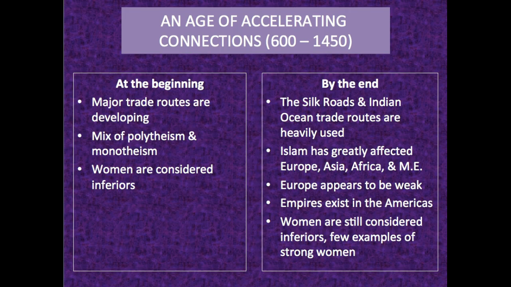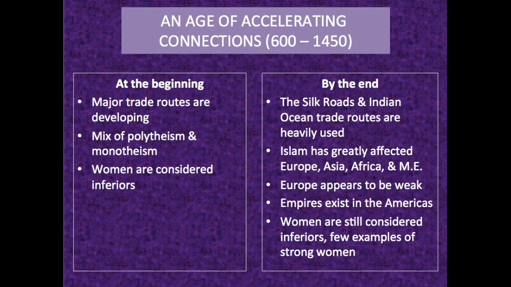So let's do a little review of Unit 3. This is the age of accelerating connections between 600 BCE and 1450. At the beginning of this time period, we've just seen a fall of most of the major classical empires. At the beginning, major trade routes are starting to develop, becoming more important. You have a mix of polytheism and monotheism, and women, of course, are still considered inferior.